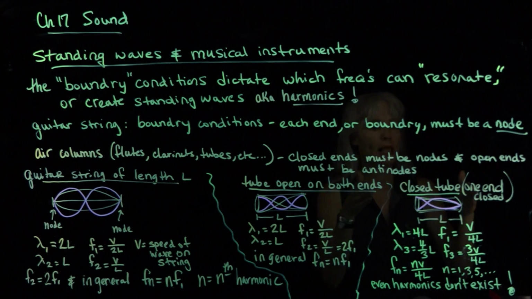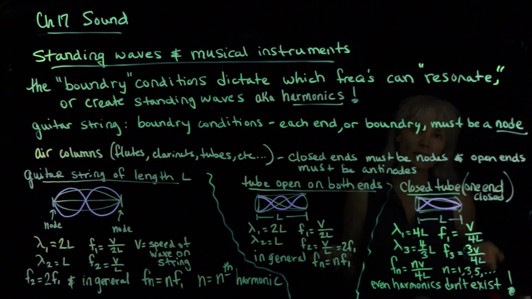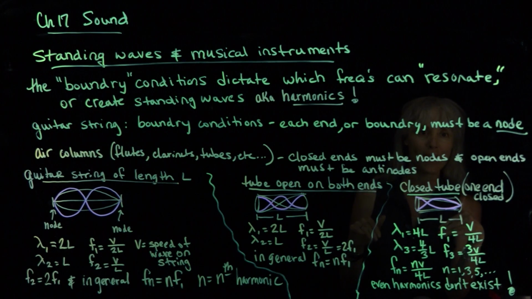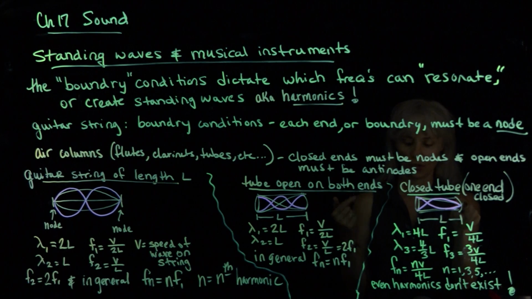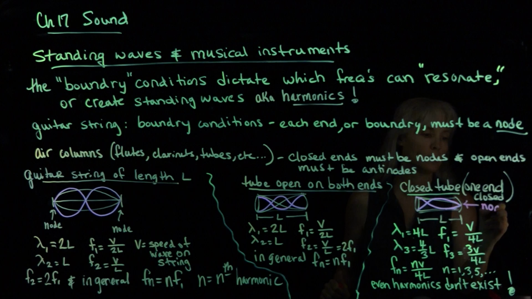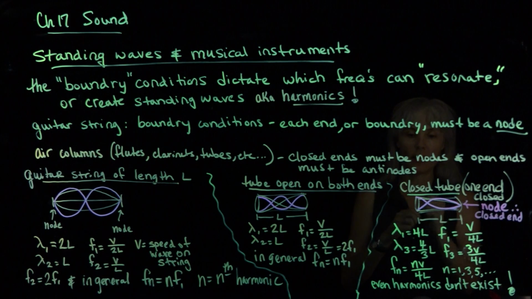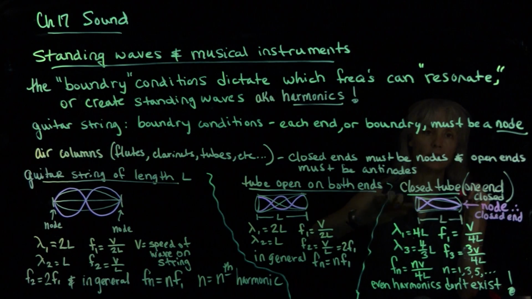Now juxtapose that with the closed tube. And when we say closed tube, we're just talking about one end being closed, because you've got to get the air in there somehow. So one end is open, the other end is closed. That means one end has to have a node. So this is your closed end right here. You can see that there's a node there. So that's a node, therefore closed end. And this side is the open end. You can see that the antinode is there.